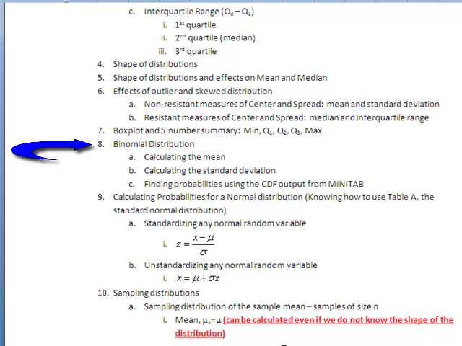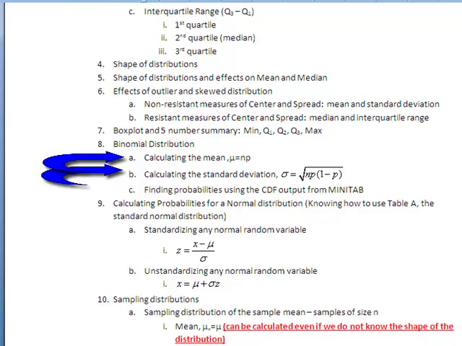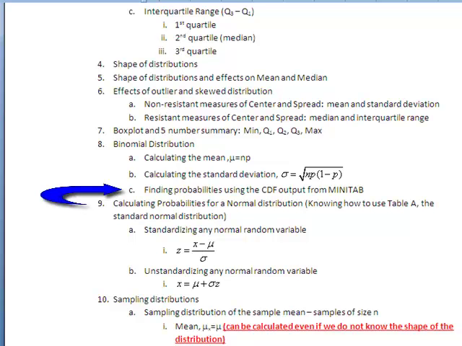You'll have to know how to work with the binomial distribution. You'll have to calculate its mean and standard deviation. Remember, the mean is just n times p, and the standard deviation, which you see as sigma, is the square root of n times p times 1 minus p. So you'll have to do those calculations, relatively easy. You'll have to know how to find the probabilities using the CDF, the cumulative distribution function output from Minitab. You have test 2 to help you, and lots of problems that we have done.